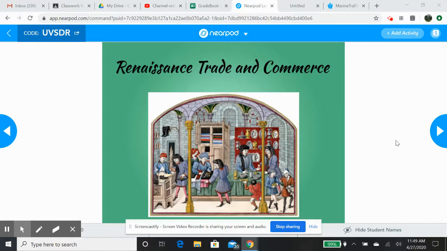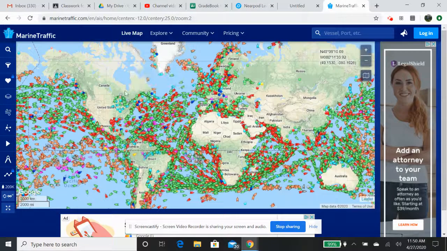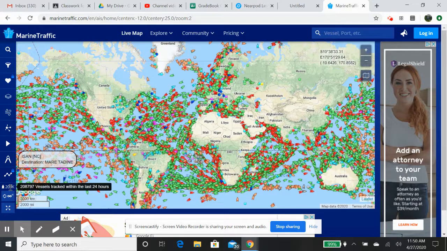So, what I wanted to start off with is this pretty cool website that I used to use when I was working for DNR in Sandusky and Cleveland. This is called Marine Traffic. You can go to this website and look at all of the vessels that are out within the world. If you come down here, there are about 209,000 vessels that were tracked within the last 24 hours.